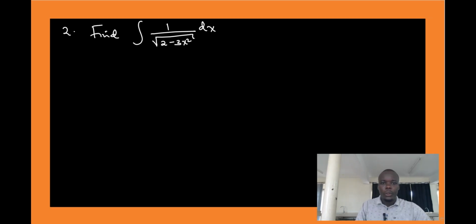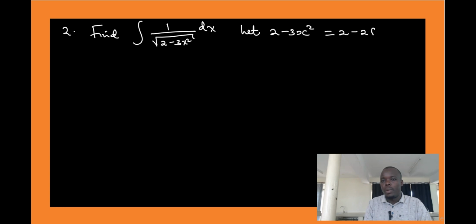Example number 2 says we find the integral of 1 out of square root of 2 minus 3x squared with respect to x. What shall we do? Again, I will take the simplest method. So I will say we let 2 minus 3x squared be the same as 2 minus 2 sine squared of u. Then if you do the comparisons, obviously most of the terms cancel out. So we remain with 3x squared equals 2 sine squared of u. When you take a square root on both sides, this becomes root 3 x.